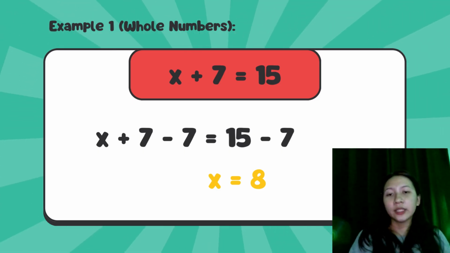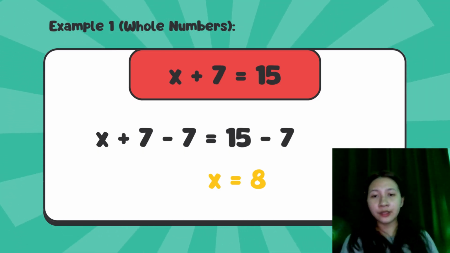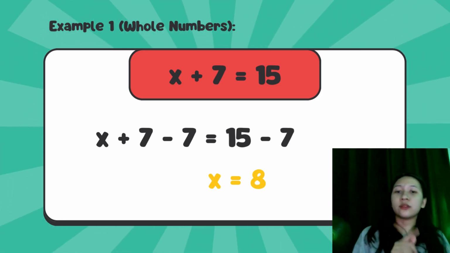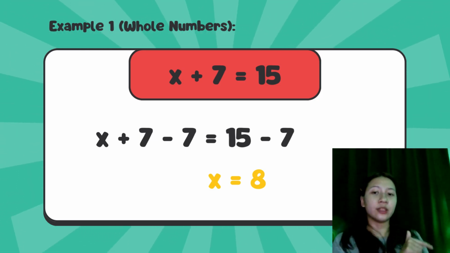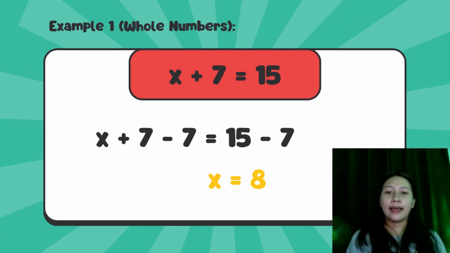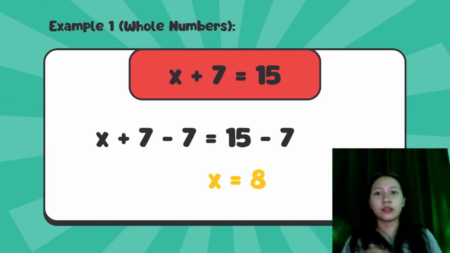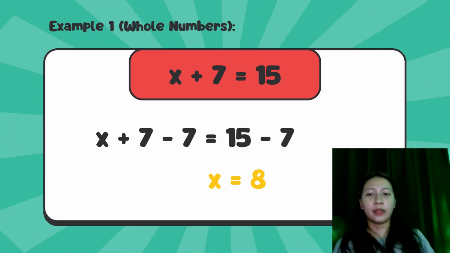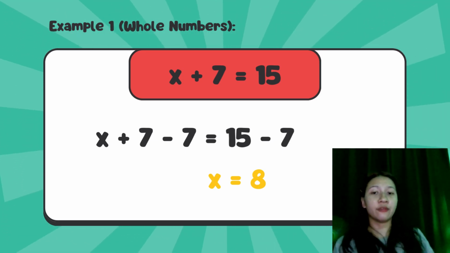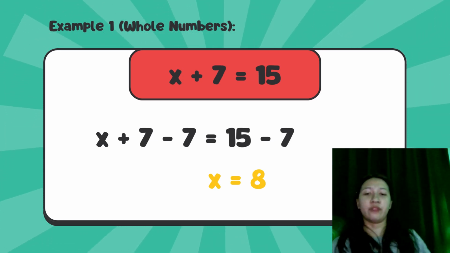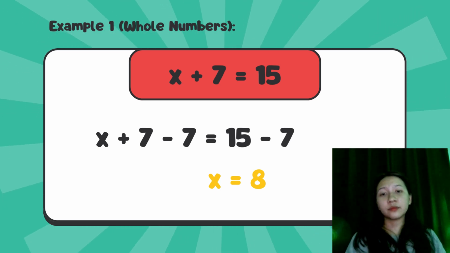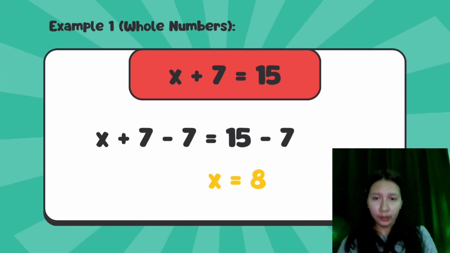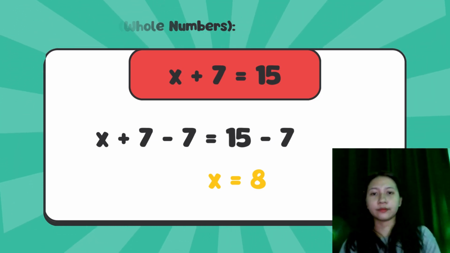Here we have x plus 7 minus 7 equals 15 minus 7. And 7 minus 7 is 0, so we have the remaining 15 minus 7. 15 minus 7 equals 8. Therefore, our something, the variable x, is 8.